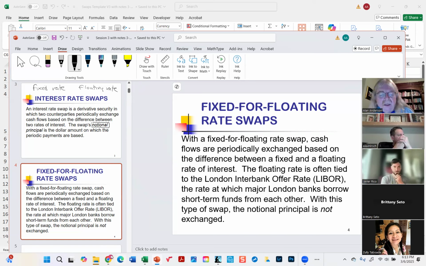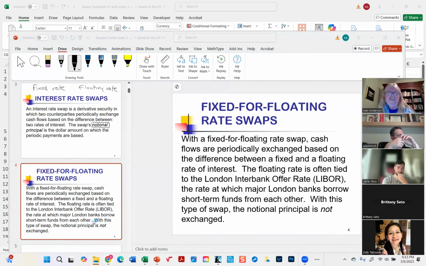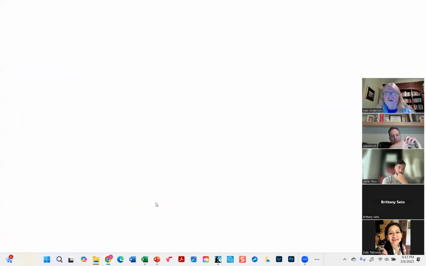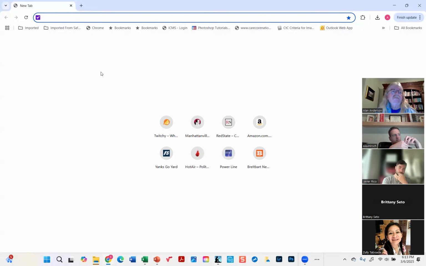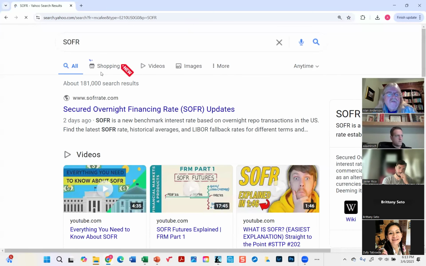In the United States, we have this rate called SOFR, and that stands for Secured Overnight Financing Rate. It is the rate that banks charge each other for overnight collateralized loans. So it's a very safe rate. The only thing is it's only applicable to very short periods of time.